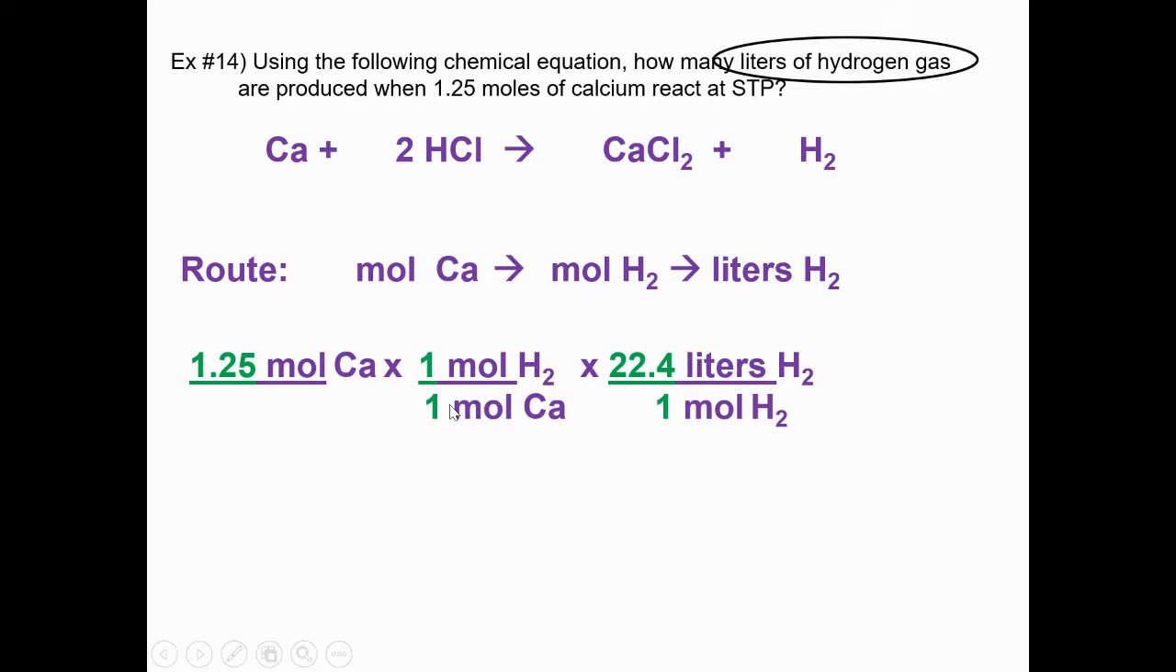1 mole of calcium, 1 mole hydrogen, 1 mole of calcium. And for any gas, 1 mole occupies 22.4 liters. So I'm going to put this into my calculator. 1.25, I don't need to type times 1 divided by 1, but I do need to type 1.25 times 22.4 equals 64.6 liters, and that should not say nitrogen, it should say hydrogen. My apologies.